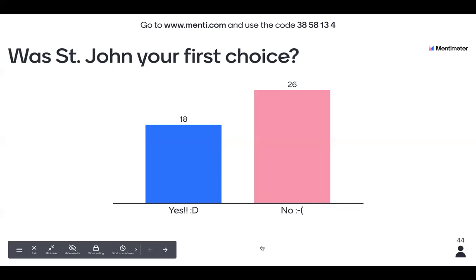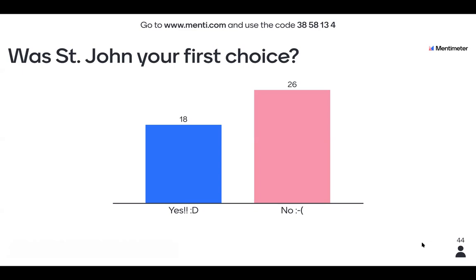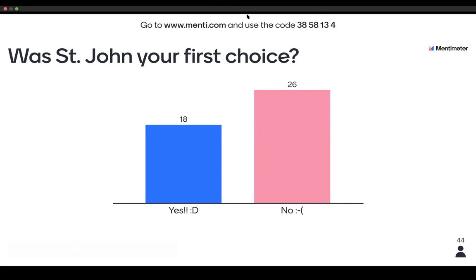Anyone that picked no last time and actually doesn't really regret your choice and would like to share your own experience? No, don't have. How about Cheng Rong? Was St. John your first choice? St. John was my first choice.